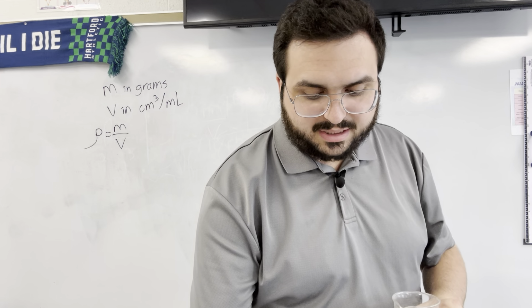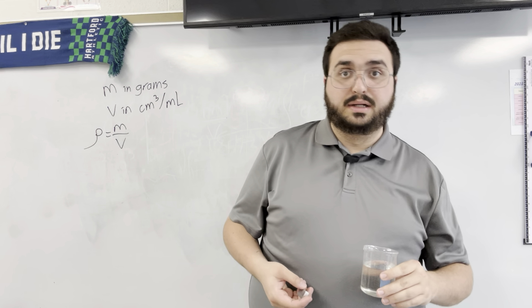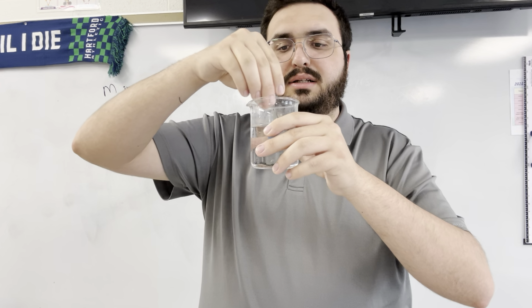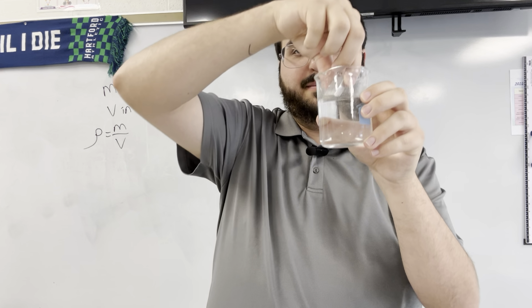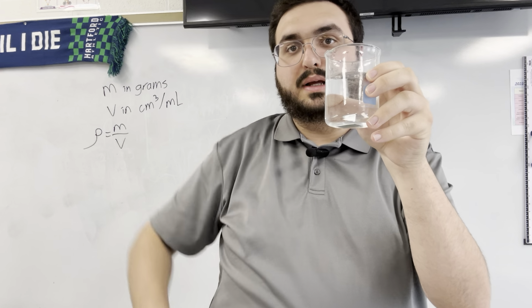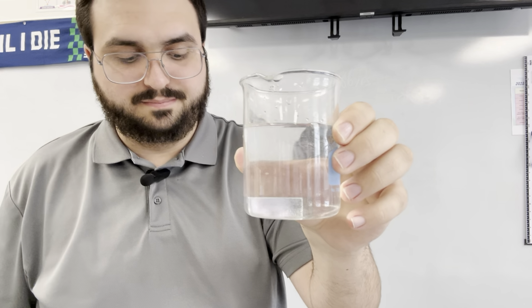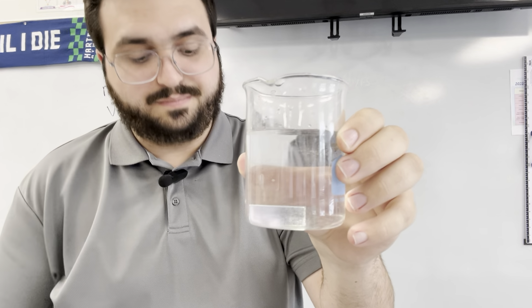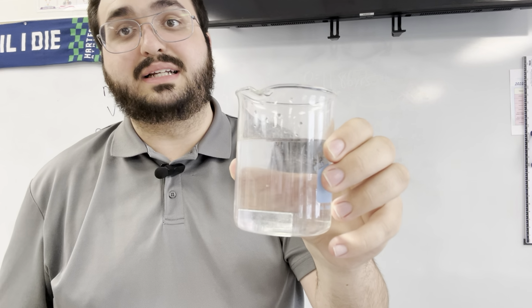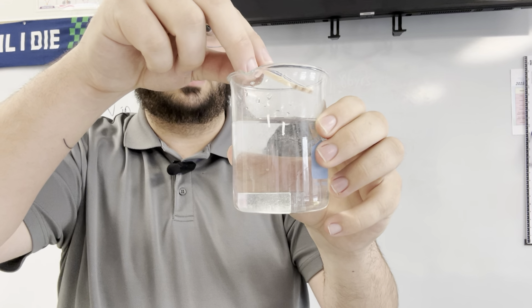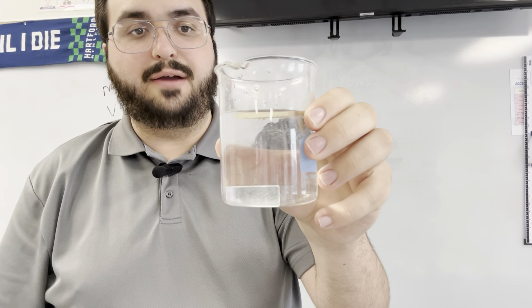If I take an object with a higher density than water, for example, this piece of metal, and I drop it into the beaker, what's going to happen is it drops straight to the bottom there, as you can see. However, if I then take something with a density lower than water, for example, a piece of wood, and I drop it on top, it floats.